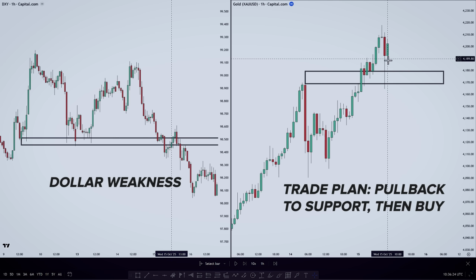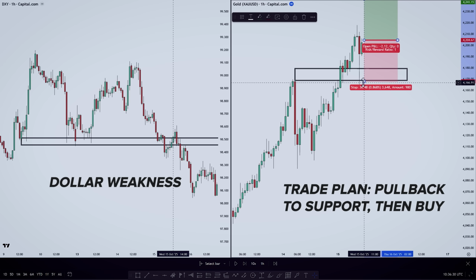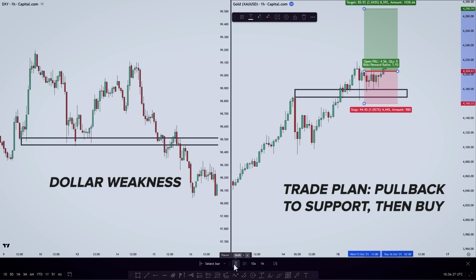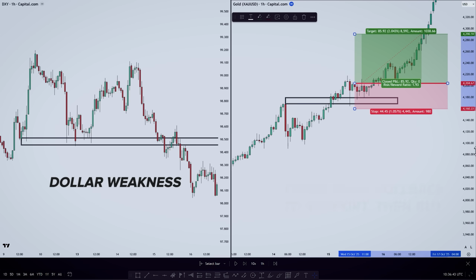There it is. Gold pulls back to this previous resistance level. Now it's acting as support. That's my entry. Stop below this candle. Target at that next resistance.